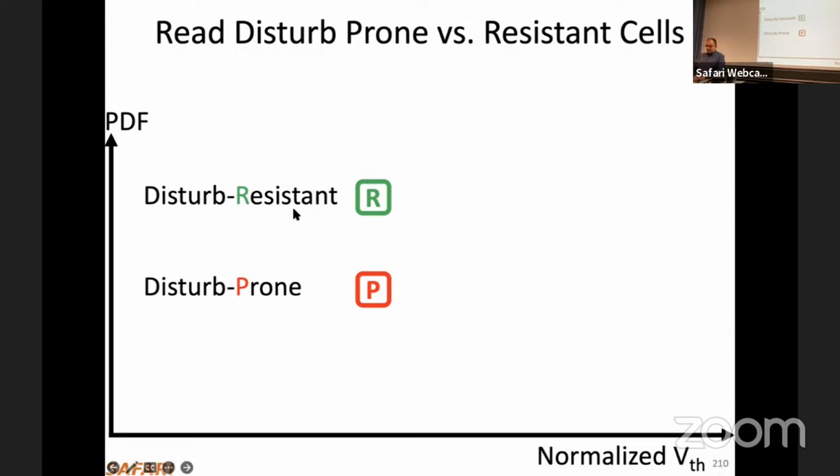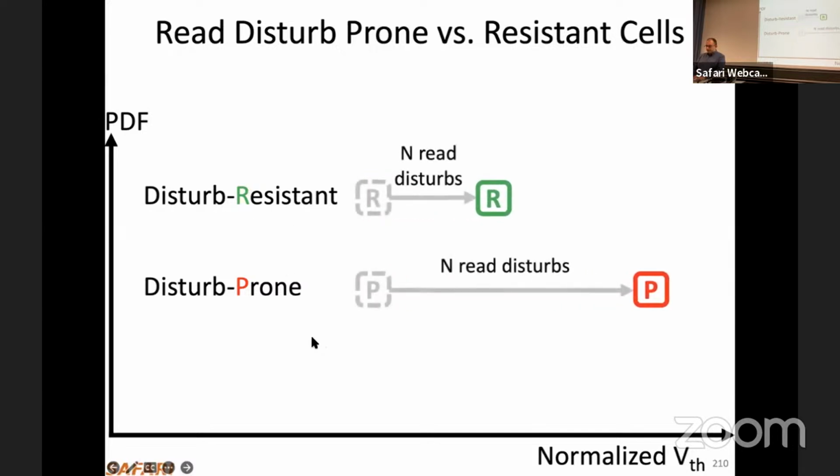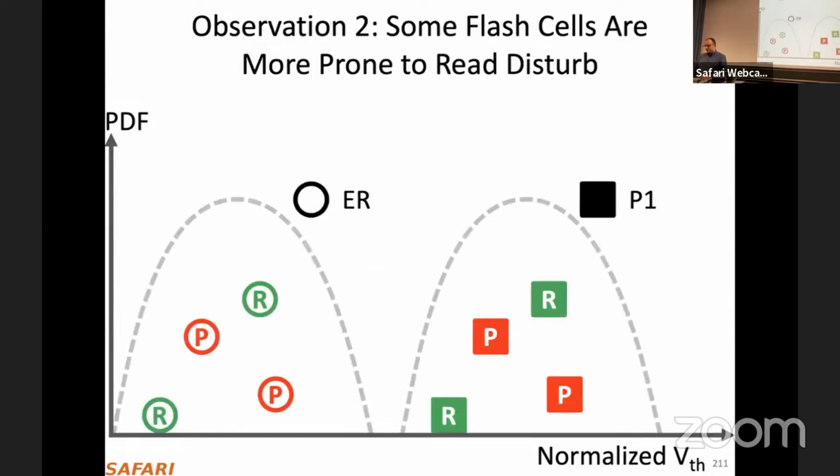Here is an example. By having these read disturb errors, when you apply VPass and then the VTH changes, these cells that are disturb resistant don't move much. However, disturb prone cells move a lot. So now if you want to be more accurate, you should also differentiate across these cells. But the point is that this is not really easy to do, and it's quite costly and time consuming. That's why we are doing that for recovery, and we are doing the operation offline. Here is the second observation, that some flash cells are more prone to read disturb, as we also discussed.